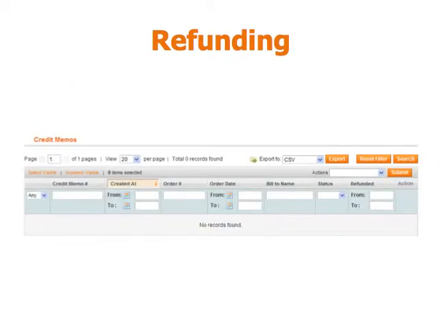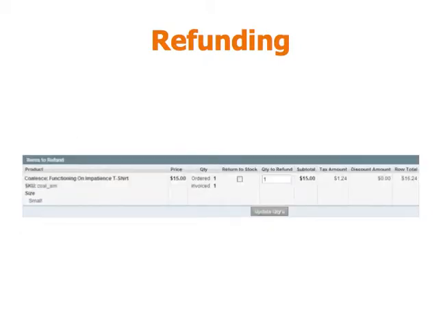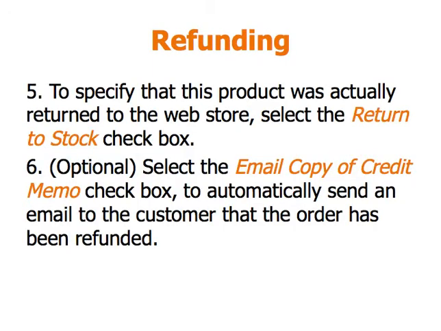Alright, so there you are. That's that credit memo screen. And you can see here that quantity to refund. Specify it depending on your situation, and go ahead and update the quantities, and you're good to go.